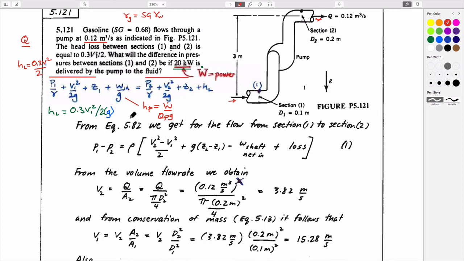And so if we look at that, we can define this as lowercase w dot over G, if you remember. Right? This term that I'm outlining here is power per unit mass flow rate, Q times density, right? And so this is power per unit mass flow rate. So that's all that's different here. And this is a head loss.